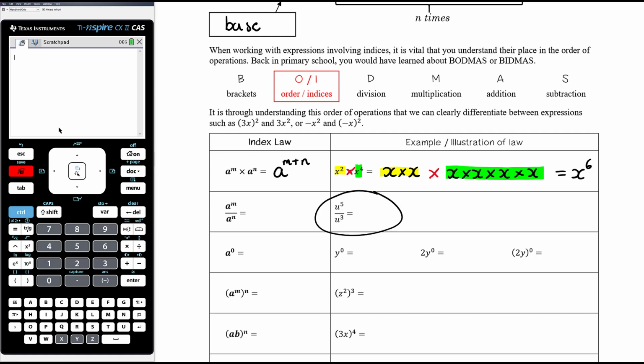So let's look at our illustration here in this column first. If we've got u to the power of 5, that's u times u times u times u times u, 5 times, over u to the power of 3, u times u times u.